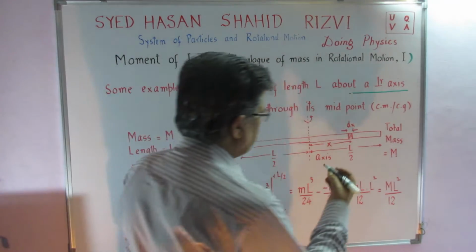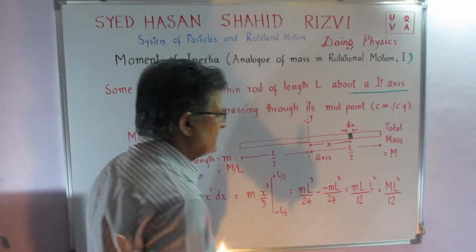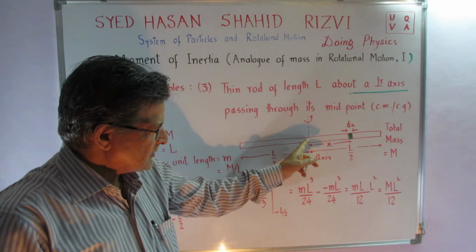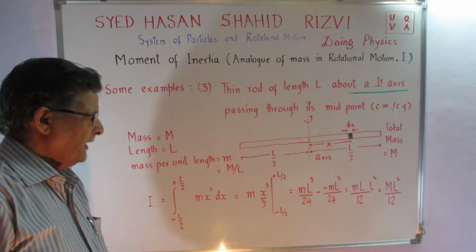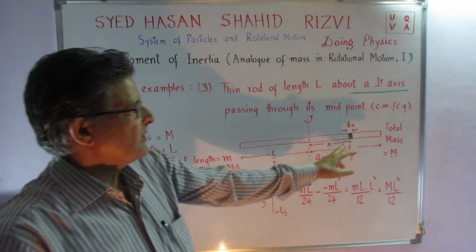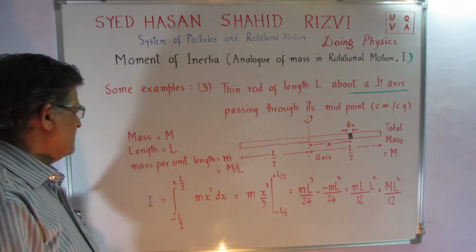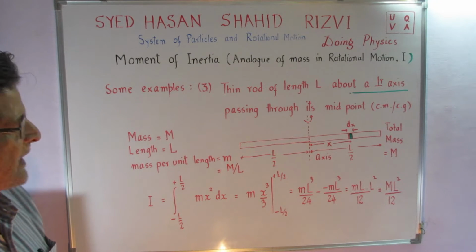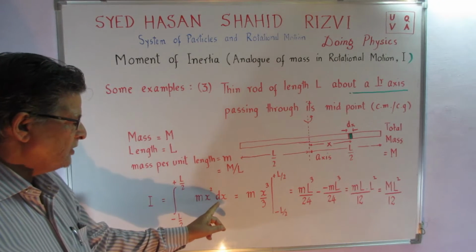Now what I do is I take an element of mass, and this length over here is very small, this is dx, and it is situated at a separation of x from the center. So this mass becomes equal to the mass per unit length multiplied by dx, where x is the distance from the axis, and the mass per unit length is taken as small m equal to M upon L. So the moment of inertia can be defined as the integral of the mass per unit length into x square into dx. So it's simple.